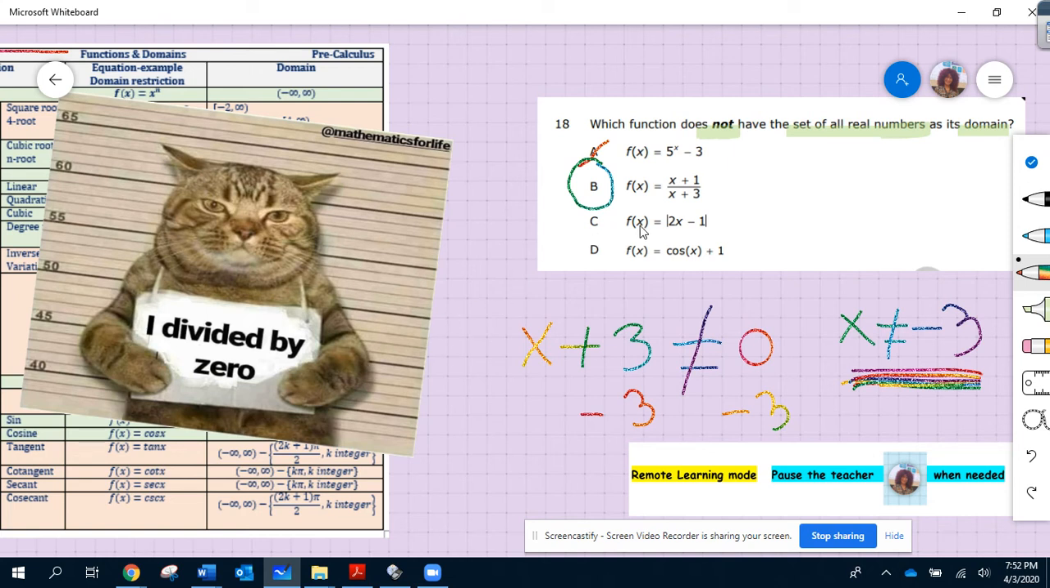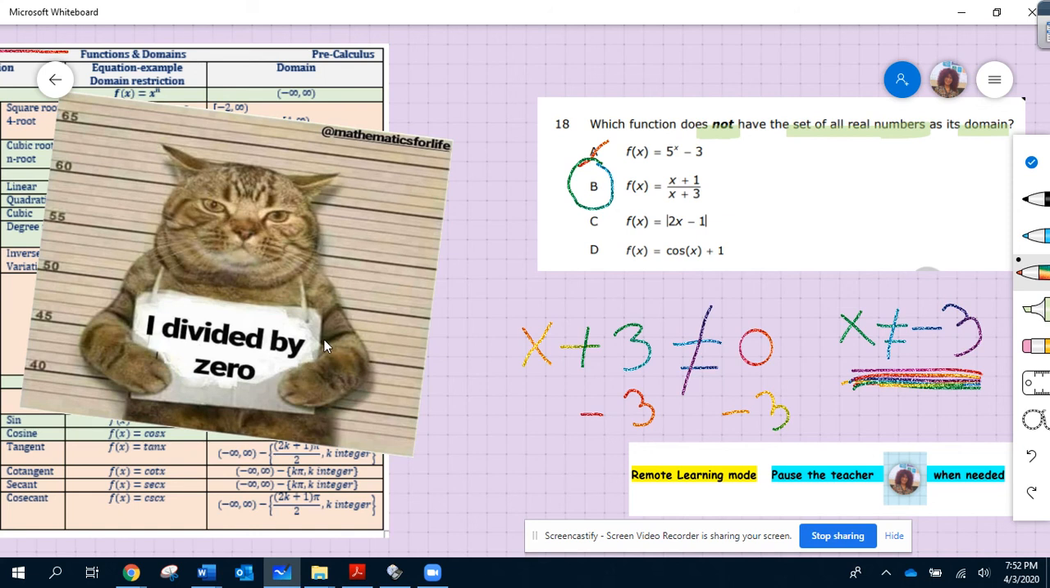Just for fun, we'll discuss choice C. Choice C is an absolute value function, no domain restriction. Any x you plug in here, it will work. You can calculate this. That's why the set is all real numbers. And for cosine, the same.